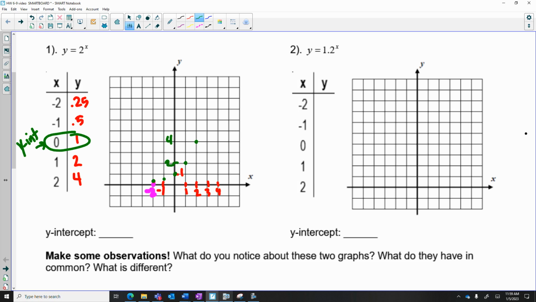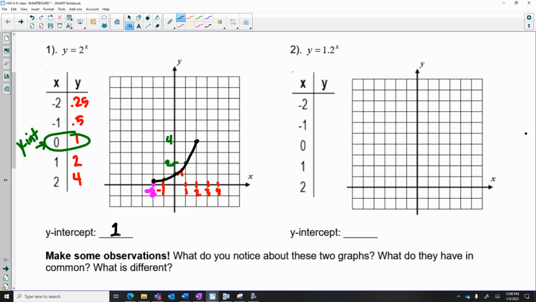So now we're just going to connect the dots. And we are not going to put arrows on the graph because with a restricted domain, you have to just leave it like that with the endpoints with dots, okay? So the y-intercept was 1, or 0, 1 if you put the coordinates.